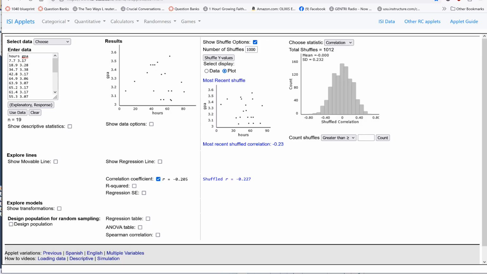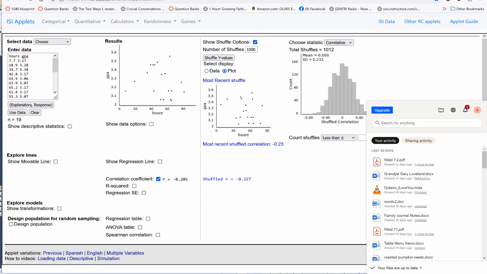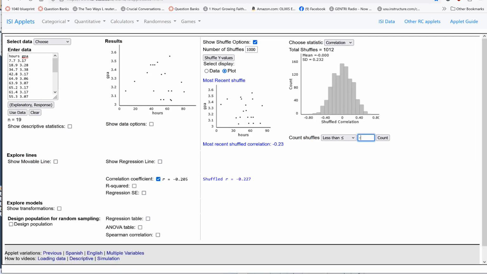So let's come back to our applet and try that. We want to change it to less than negative 0.205 and count it. It looks like, again, that is a pretty big p-value of 0.2045.